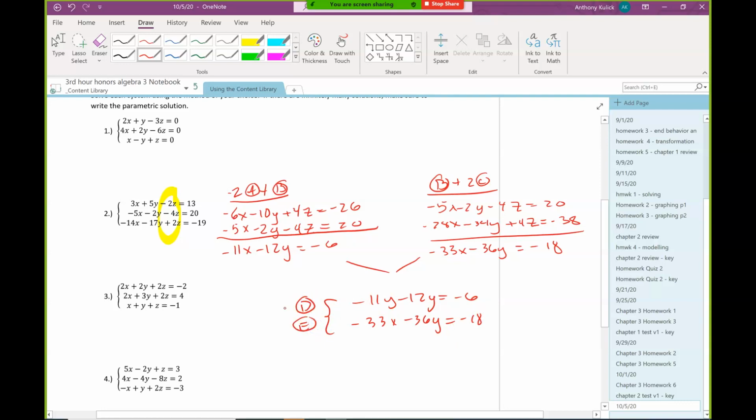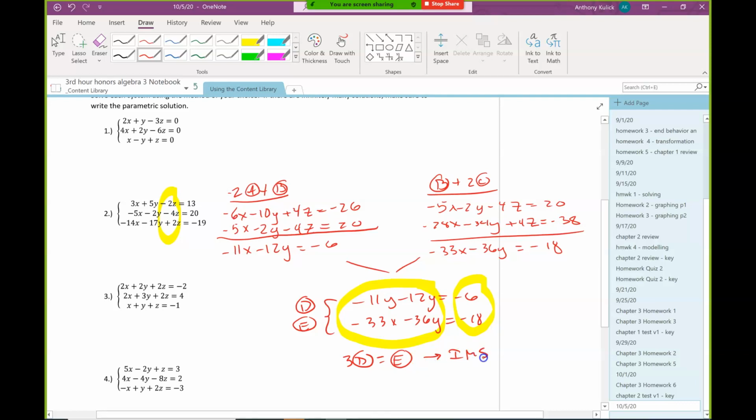Matt, do you feel good so far? Okay. And then at this point, you might not have even needed to solve to see that this is going to be infinitely many solutions. You should have been able to identify that 3 times D is equal to E. But if you wanted to, you could have multiplied one of them by negative 3 and then added them together to get 0 equals 0.